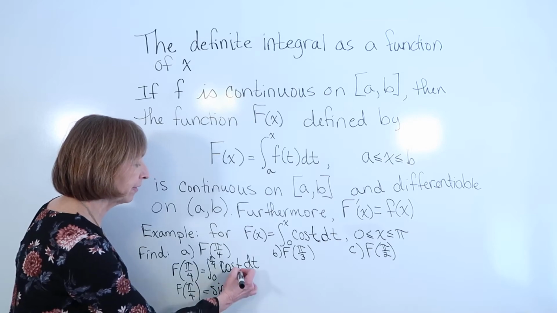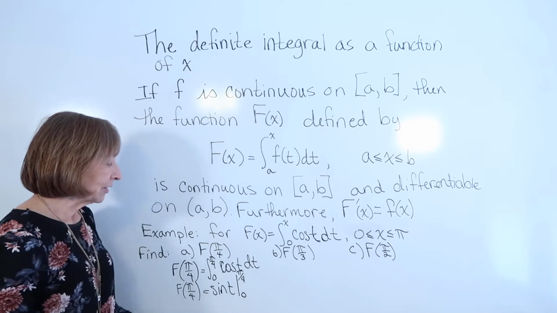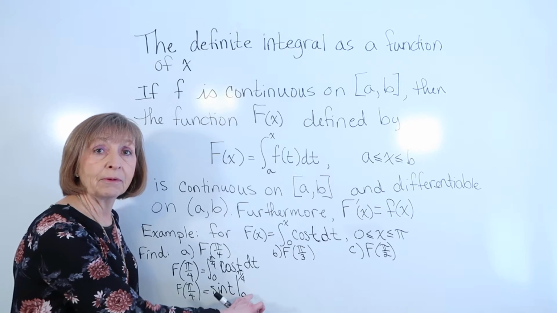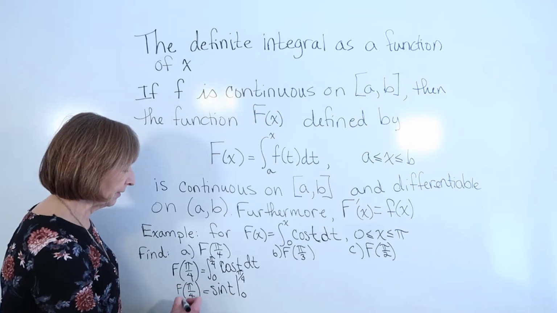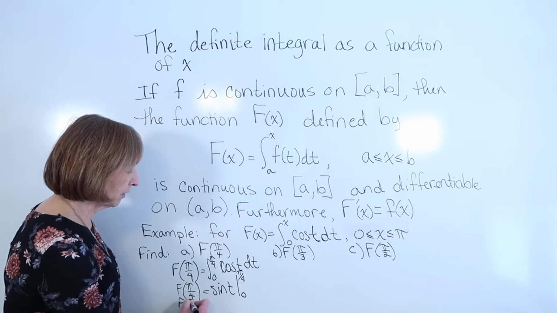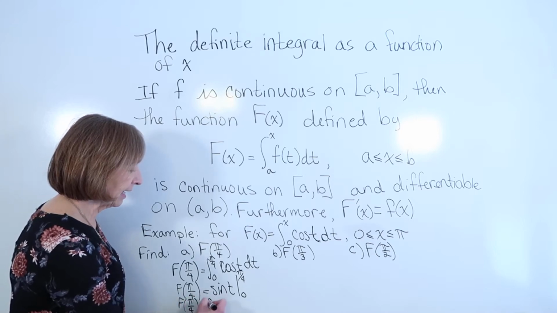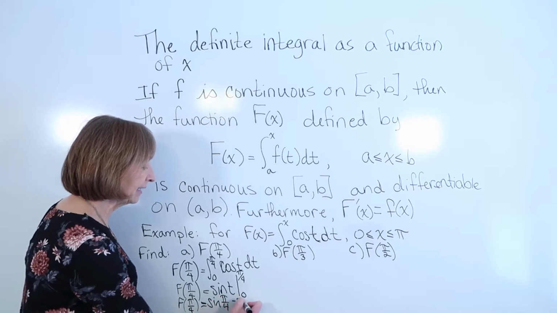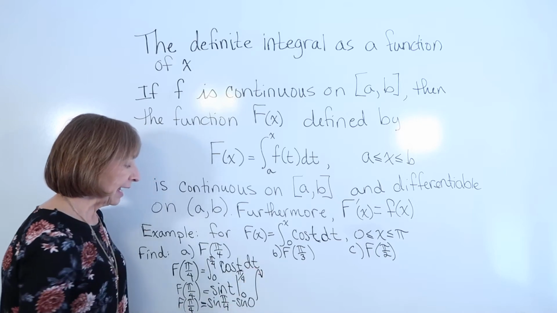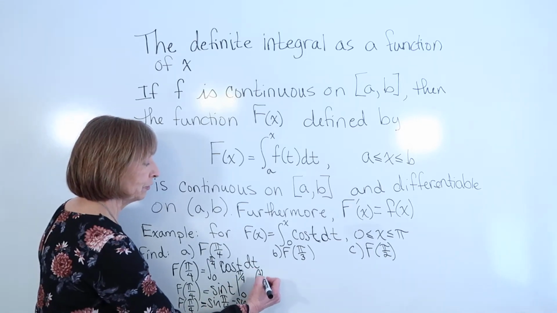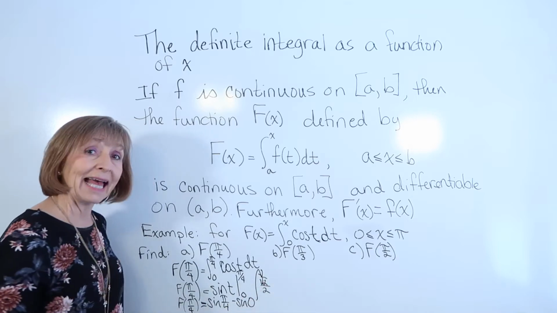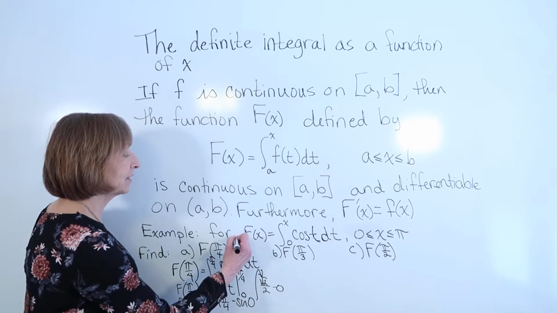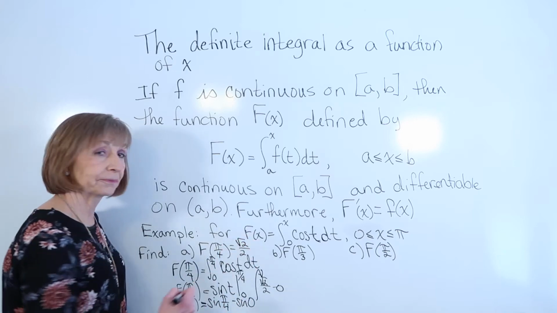Evaluate that from 0 to pi over 4. And then remember, you evaluate it by putting in the upper limit of integration into the variable minus the lower limit of integration into the variable. So my F of pi over 4 is sine of pi over 4 minus the sine of 0. And the sine of pi over 4 is the square root of 2 over 2. The sine of 0 is 0. So I get for this that that's the square root of 2 over 2.